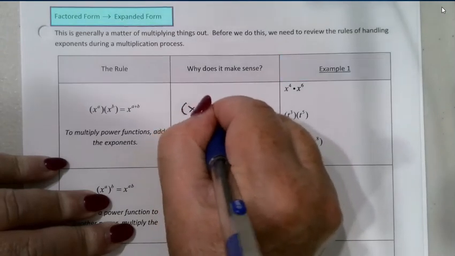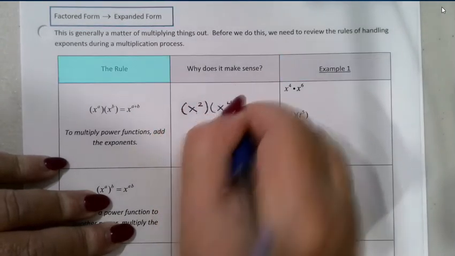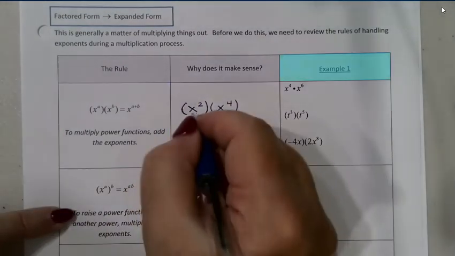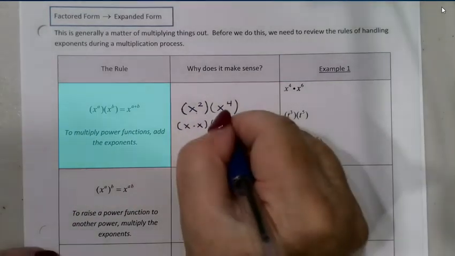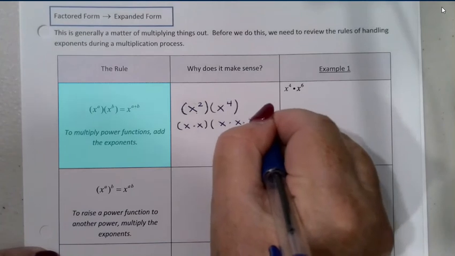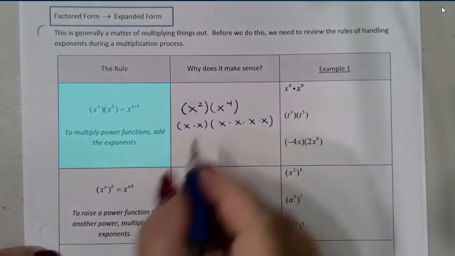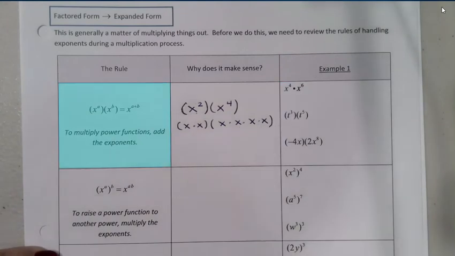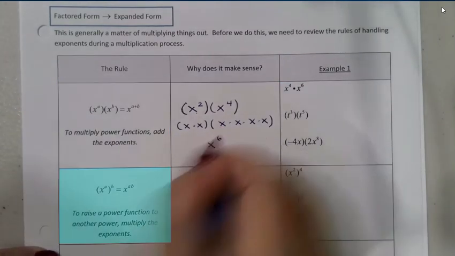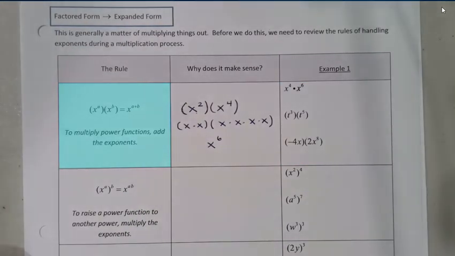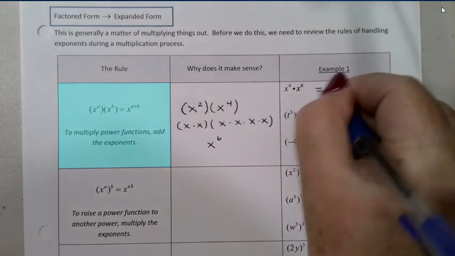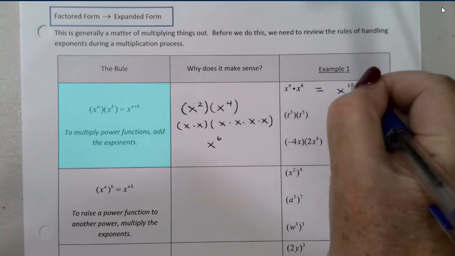If I have x squared times x to the fourth, x squared really means x times x. X to the fourth really means x times x times x times x. And when you multiply these all together, you now have 6 factors of x. So x to the 6th power. And notice all we really had to do was add the 2 and the 4 to get the total number of factors of x. So using that rule, what would happen if I take x to the 4th times x to the 6th? I would add the powers and get x to the 10th.